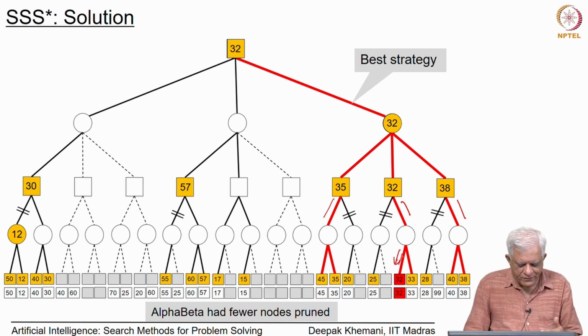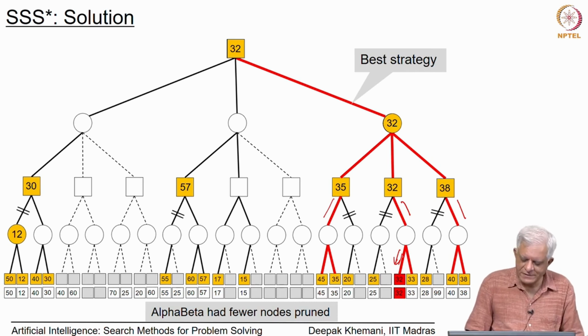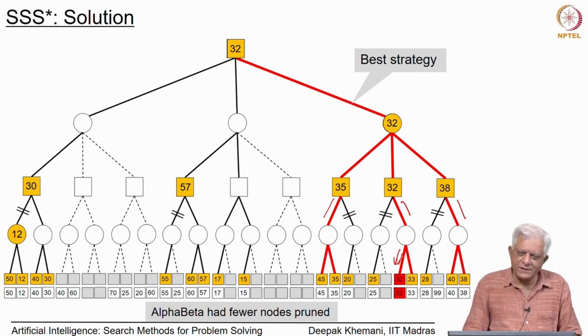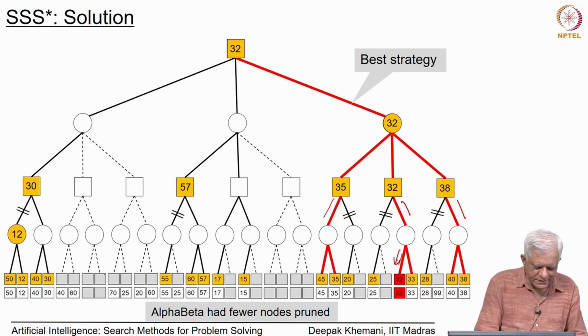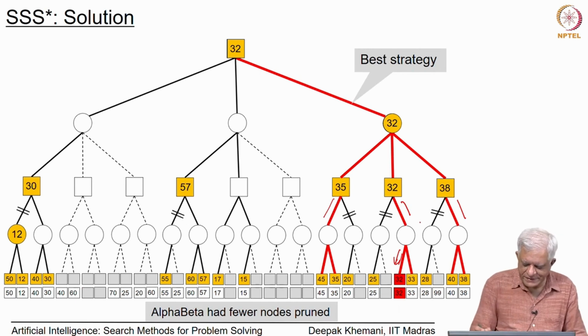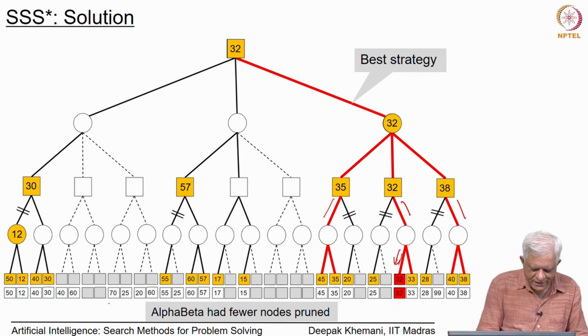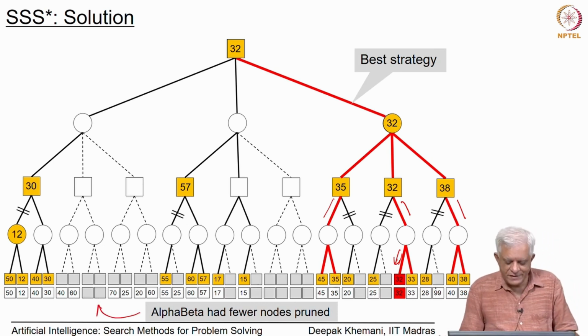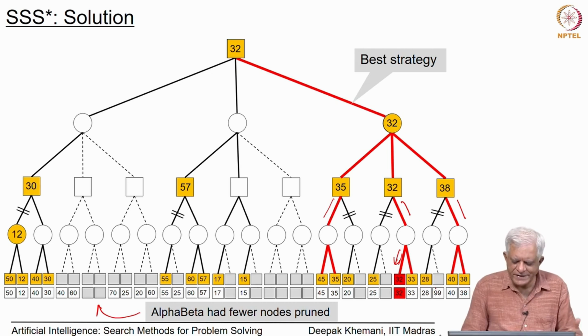So, in this diagram I have shaded the nodes which were not visited by the SSS star algorithm. So, at the top level you can see that we have this SSS star tree that is generated, and just below that we have copied what are the leaves for the same tree that alpha beta would have visited.